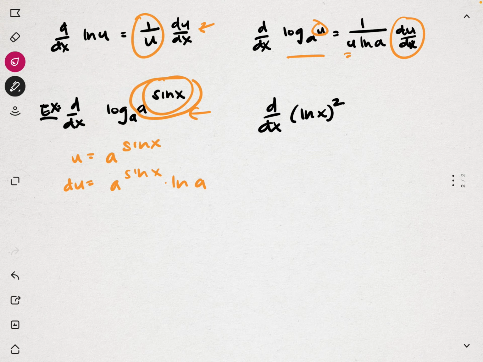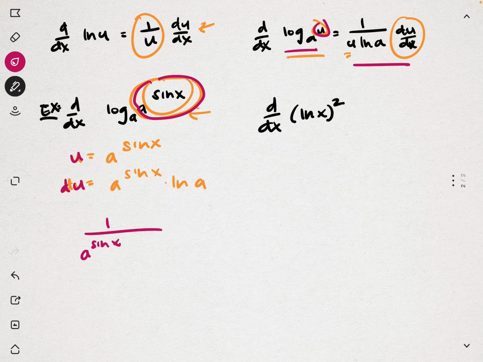So all we did was say that, in this form, it's log base a of u. So our u is this whole thing. We know we're going to have to do the derivative of it at some point because we're going to have to chain. So we did the derivative of u is that thing. Now let's put it all together. So we're looking at this thing now. 1 over a to the sine x, which is our u, and then we have times ln a. So we completed this part of it.